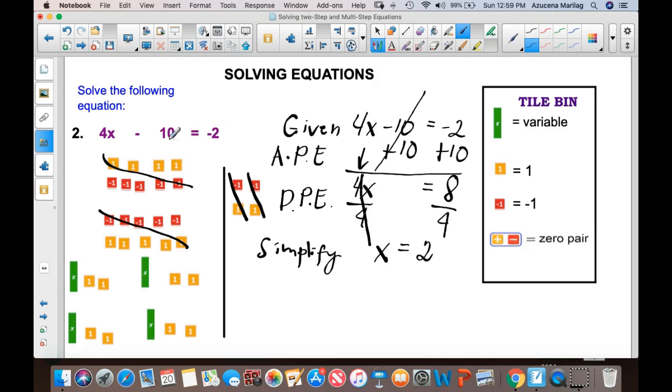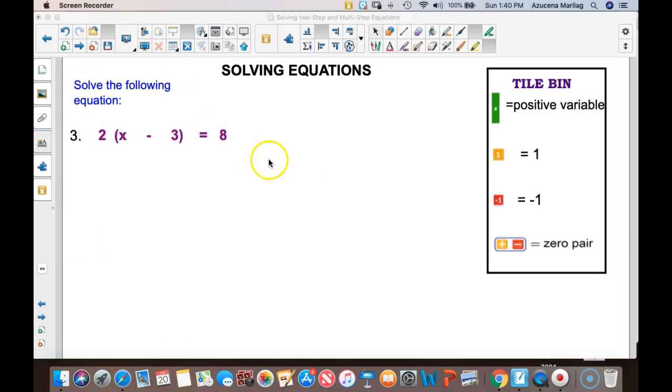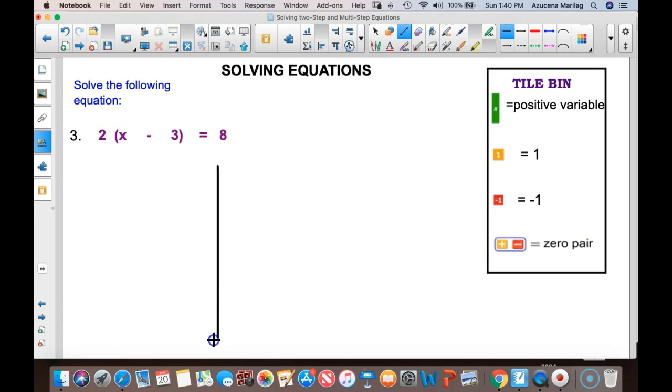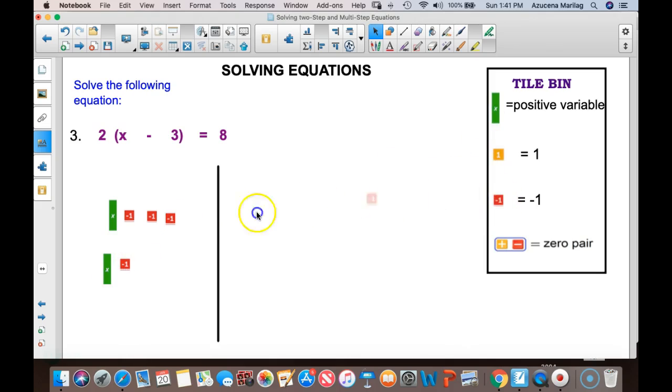Let's move on to the third. Problem number 3 says 2 times the quantity x minus 3 equals 8. That means we need 2 groups of x minus 3. So let me create a divider again. Then we start by setting up the x minus 3, that's x. And we need 3 red squares for it. And since we need 2 groups, we need to make another row exactly the same. And that would represent 2 groups of the x minus 3.